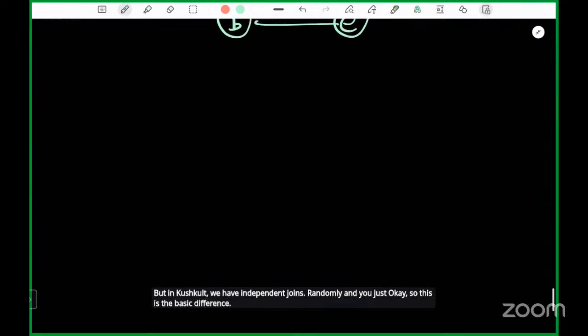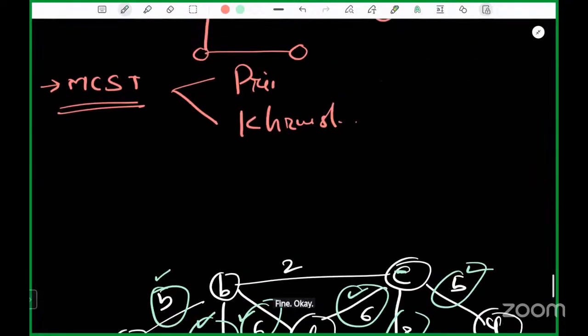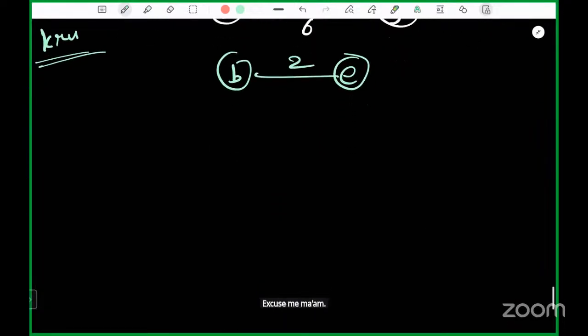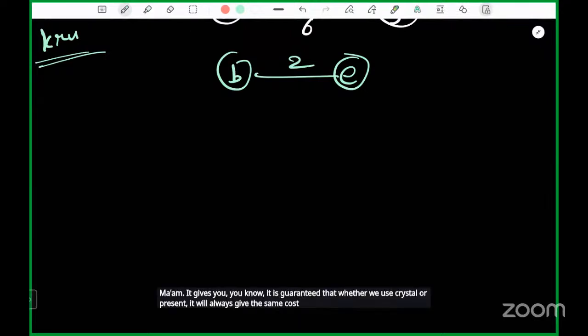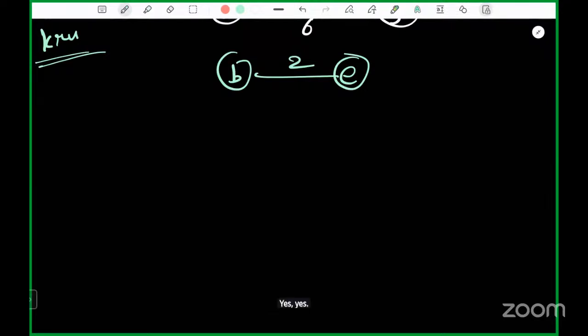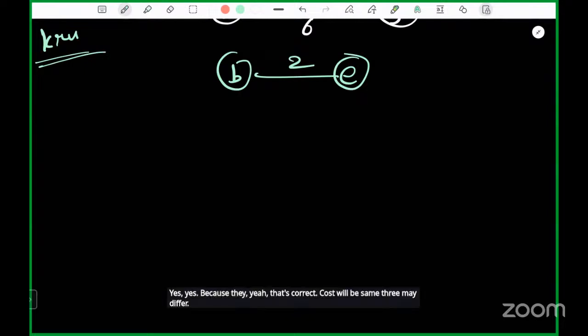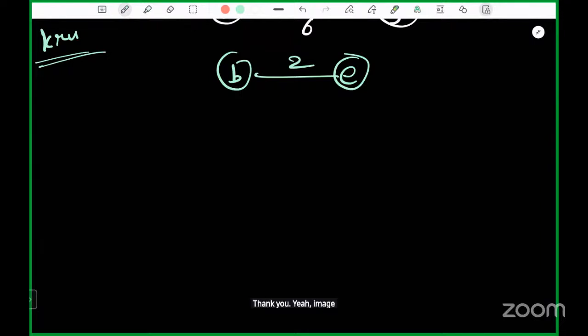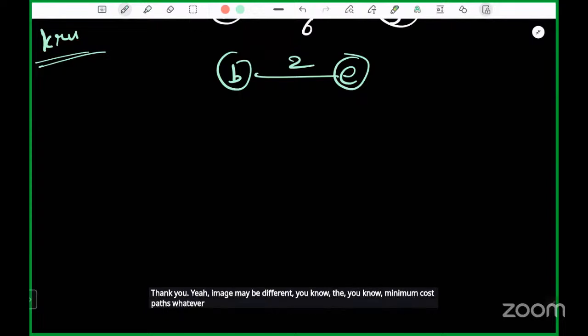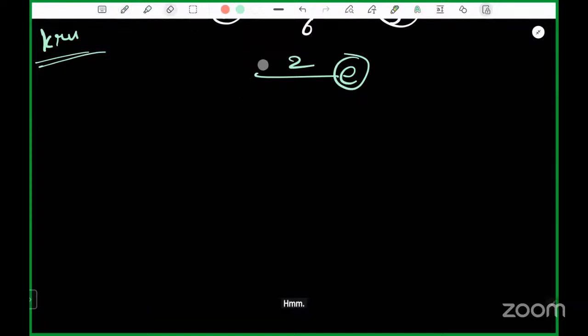Fine. Okay, so that's all. Madam. Yes, Amrin. Is it guaranteed that whether we use Kruskal or Prim's, it will always give the same cost? Yes, if the graph is the same. Cost will be the same, the tree may differ. The minimum cost tree that is created may be different, but the cost will always be the same.